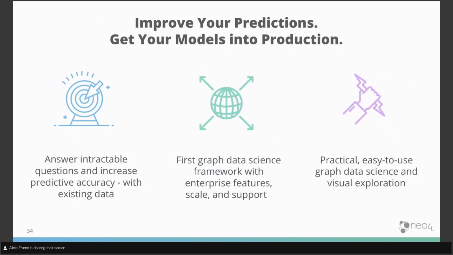And if you zoned out, the bottom line with GDS, what's the big deal about graph data science? You can improve your predictions. You can get your models into production. You answer questions that you can't otherwise. You increase your accuracy. GDS is really the first graph data science framework with enterprise features, scale, and support. And it's practical and easy to use.